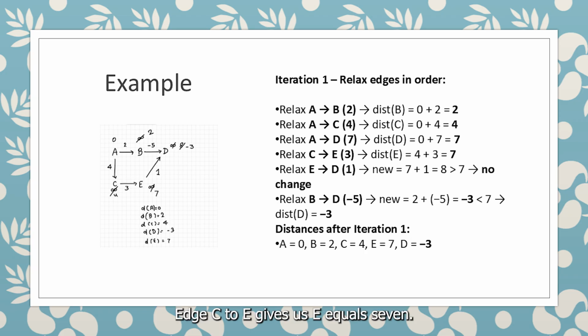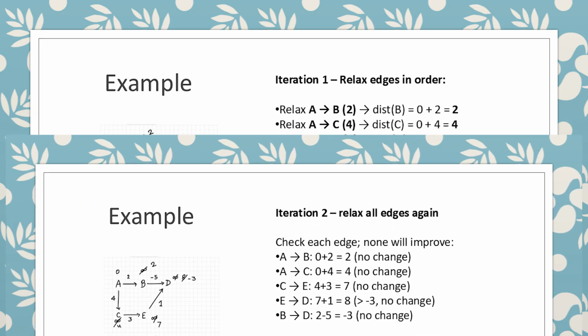Edge C to E gives us E equals 7. Edge E to D does not improve D, but B to D with weight minus 5 improves D drastically to minus 3. So after the first iteration, the distances are A equals 0, B equals 2, C equals 4, E equals 7, and D equals minus 3.